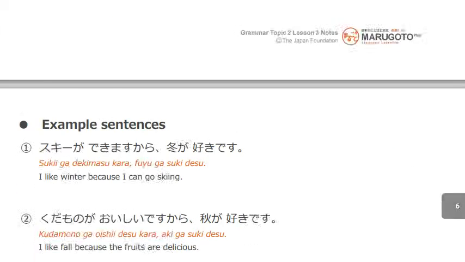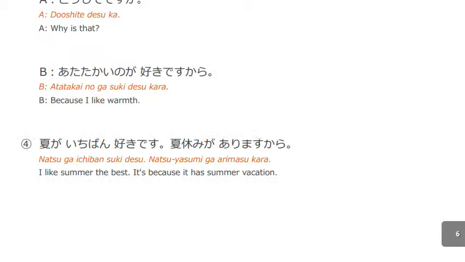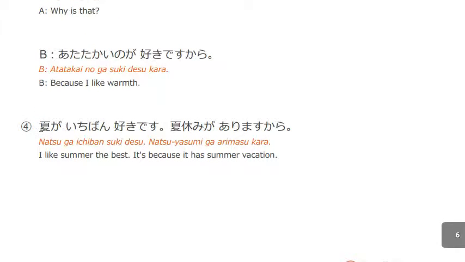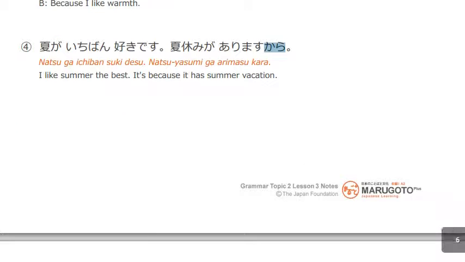It is possible to separate that sentence into two. So you have the statement, I like summer the best, and then the reason, with the sentence with the reason in it finishing with kara. Either are okay.